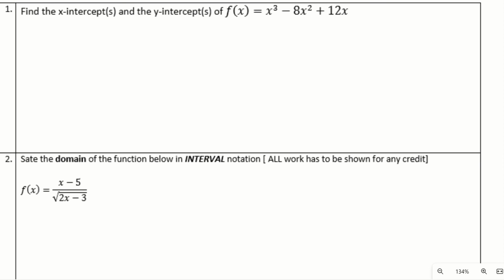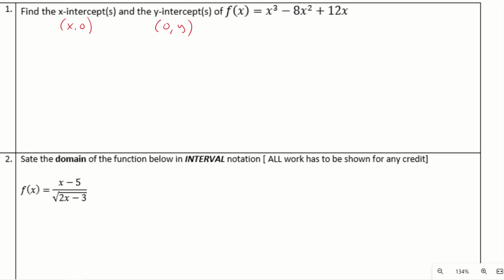All right, so we're going to go over some of these problems, and the first one being find the x and y intercepts. So the thing we have to remember is x-intercepts, we're going to solve for x whenever we set y equal to 0 or f of x equal to 0. Whenever we're looking for the y-intercepts, we do the reverse. We set 0 for x and we solve for y.